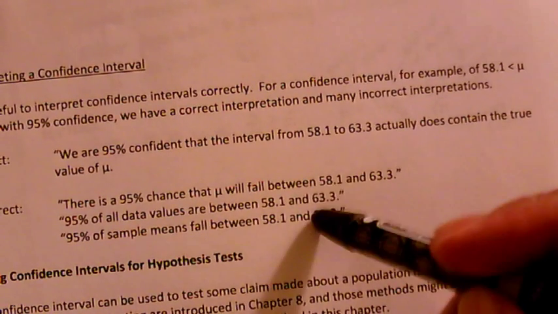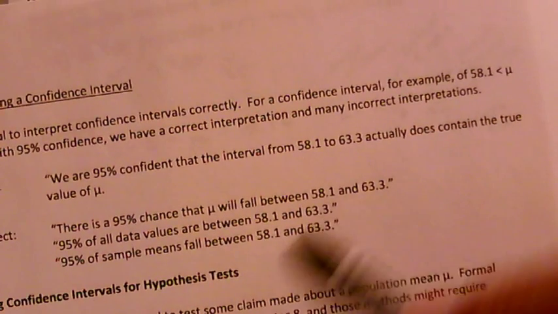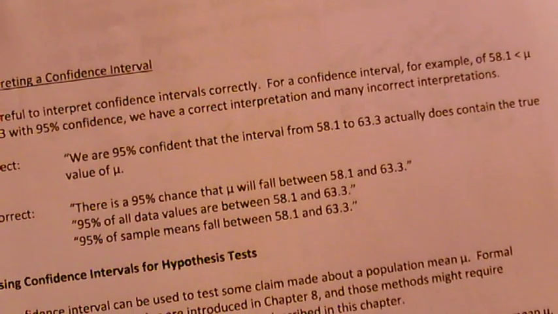Okay, and these next three are the incorrect ways of doing it. There's a 95% chance that mu will fall between 58.1 and 63.3. That's the incorrect way of doing it, because mu is a fixed value. Your population mean is either going to be within that interval or it won't be within that interval.